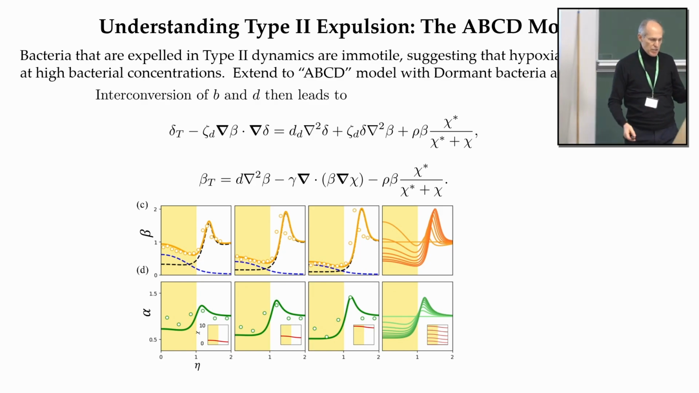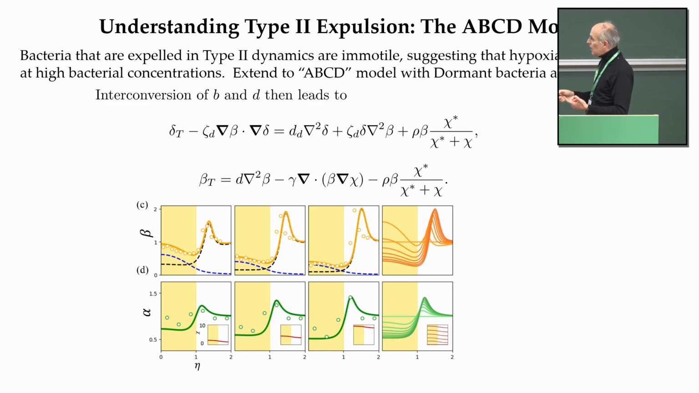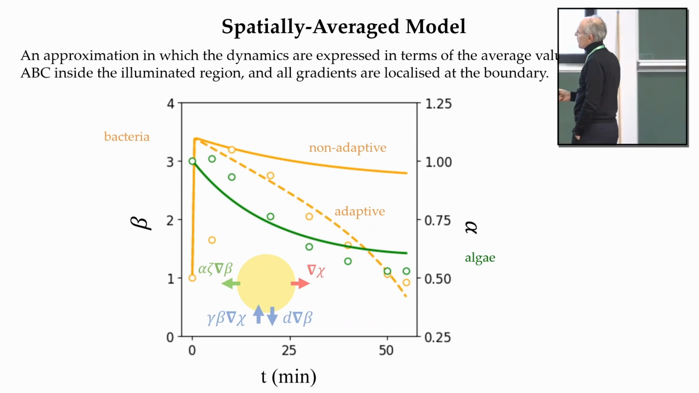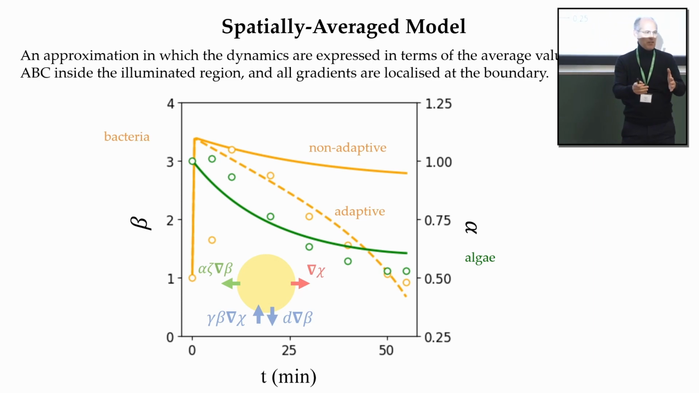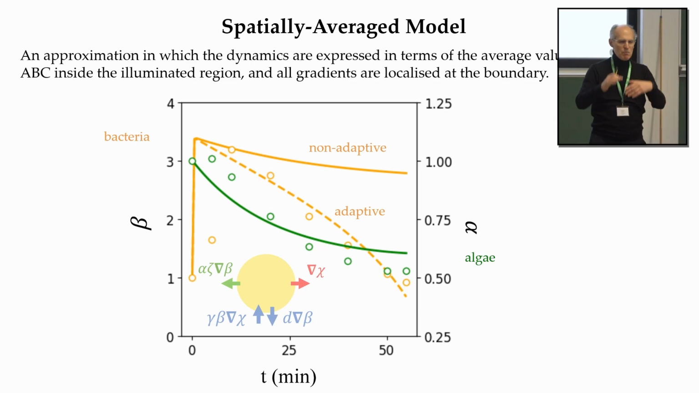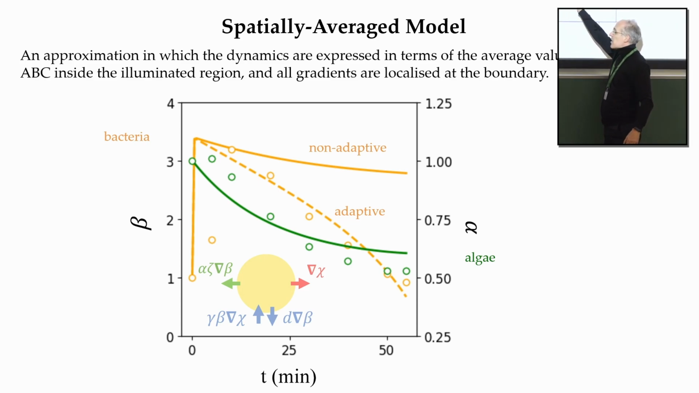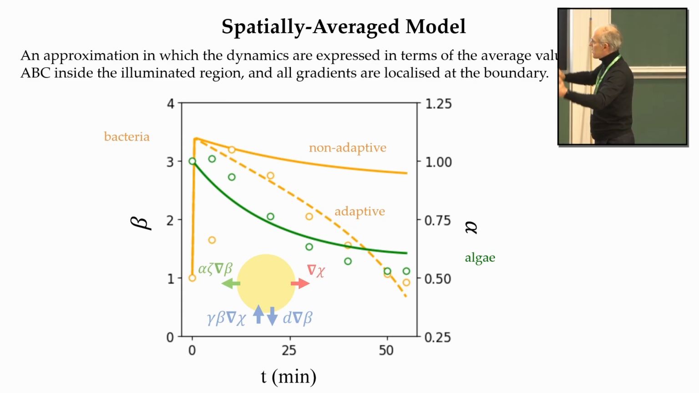And if you do that, then you actually understand not only that the immotile ones get expelled, but also that they get expelled and the bacteria form a kind of barrier to the further diffusion of the algae outwards. So the two get trapped together in that outer layer. Furthermore, you can actually make a kind of spatially averaged model where you say, well, forget all the details of what's going on inside here. I've just got this illuminated region. I've got all this stuff going on inside, but most of the gradients are living at the edge of the domain. So let me just formulate this as a transport problem from a homogeneous concentration inside to something outside. And you can build this kind of compartment model.